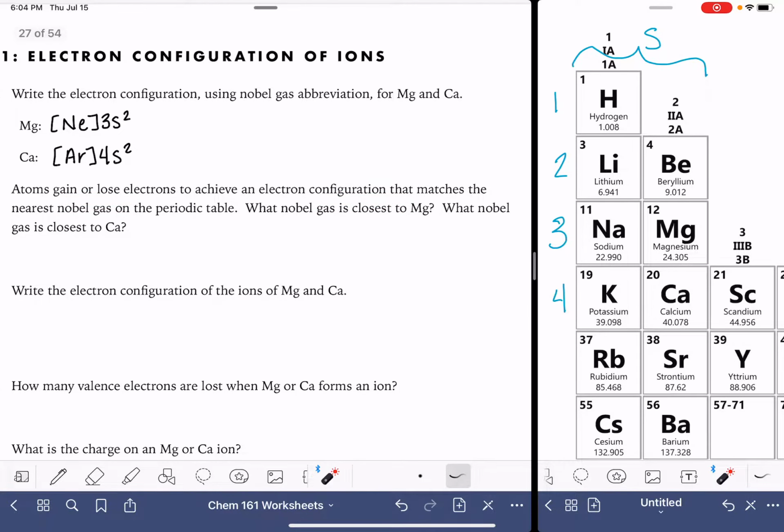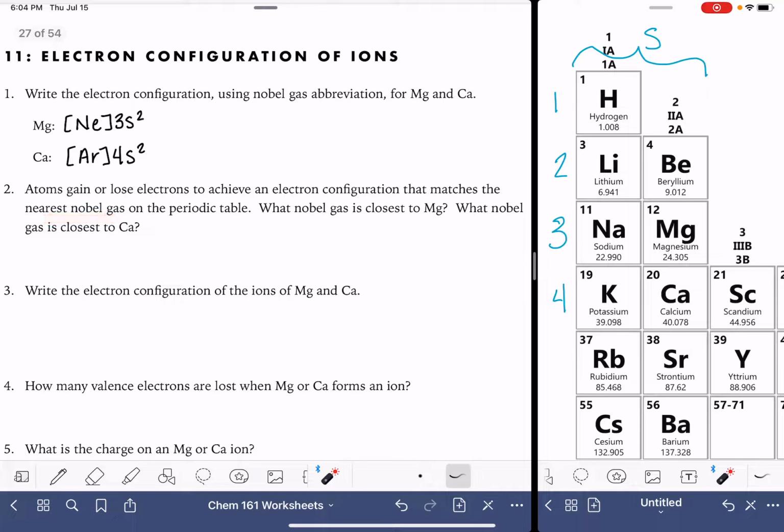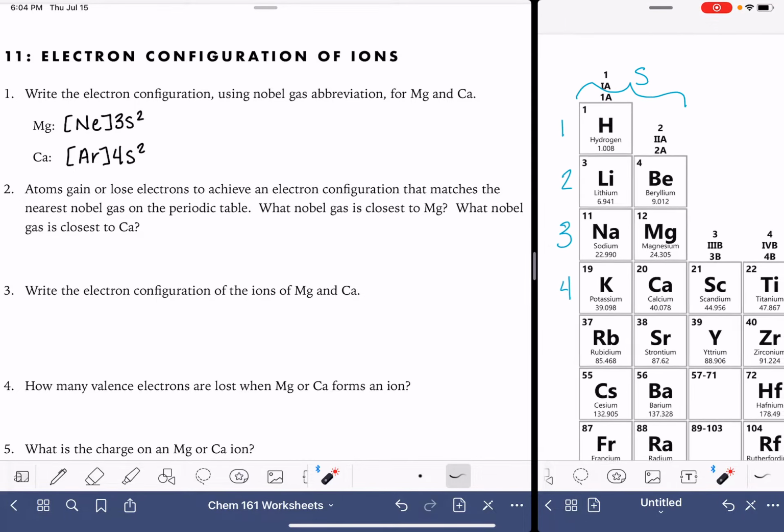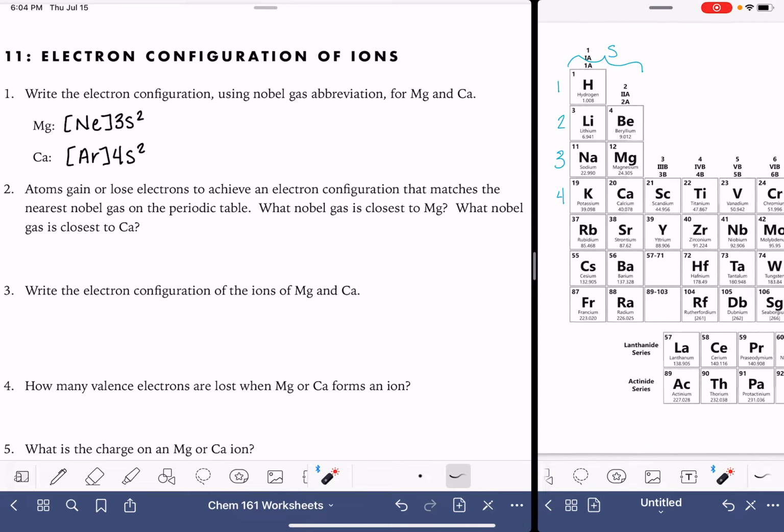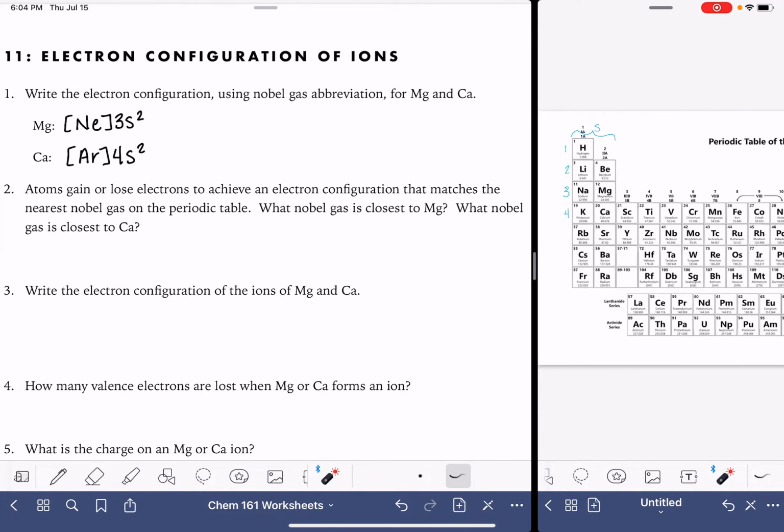Question number 2 lets us know that atoms are either going to gain or lose electrons to achieve the electron configuration that matches the nearest noble gas on the periodic table. Not necessarily the same noble gas that we would use for the electron configuration noble gas abbreviation. Sometimes it is, sometimes it isn't. So the first thing we want to think about is which noble gas is closest to magnesium.